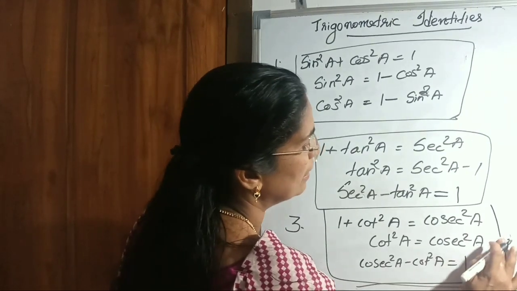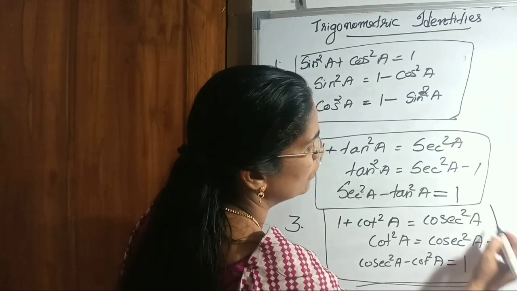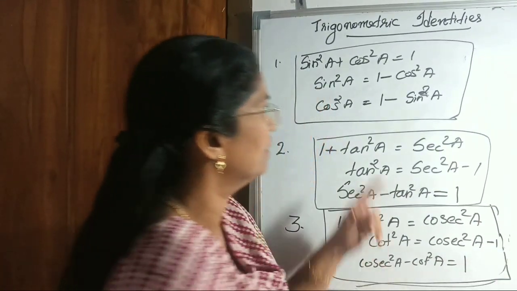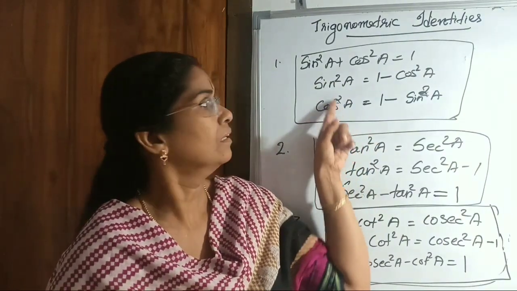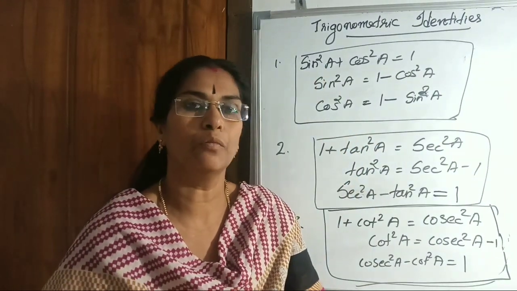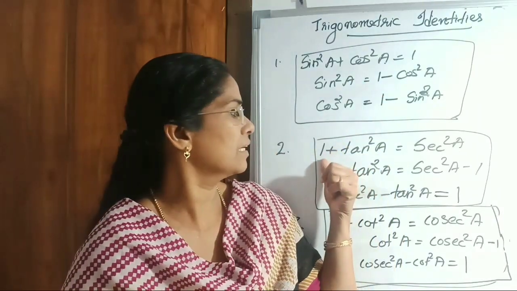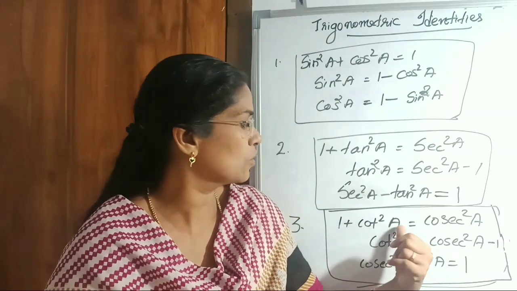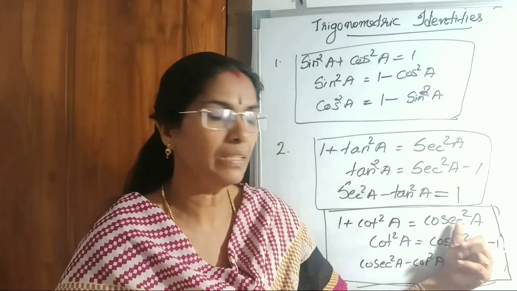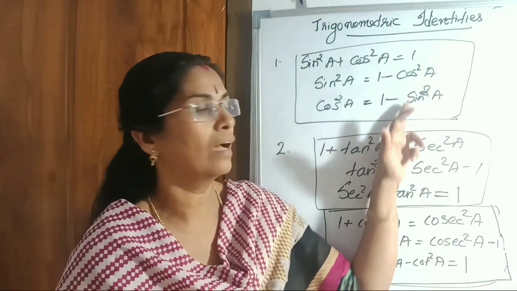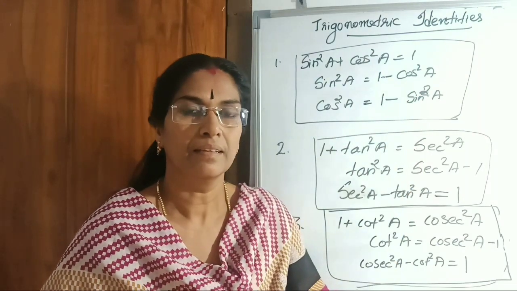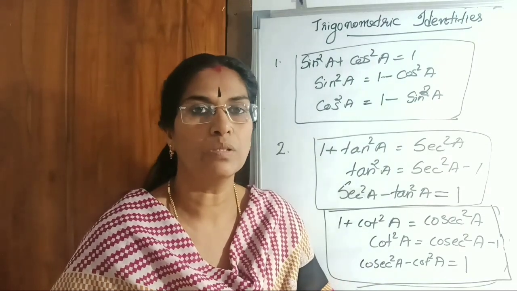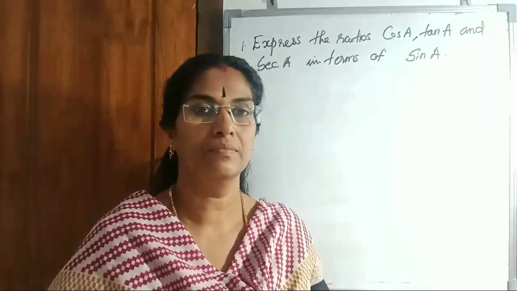You have to learn it by heart. I told you, only 3 identities you have to learn by heart. From that we can find others. First one, sin square A plus cos square A equal to 1. Second one, 1 plus tan square A is equal to sec square A. And third one, 1 plus cot square A is equal to cosec square A. From these identities we can find all the other identities. Clear this one? Okay, now using these identities we can solve some questions.